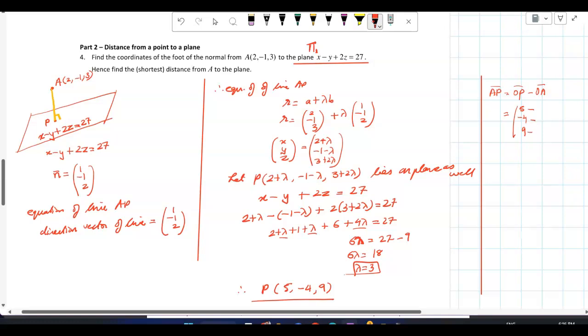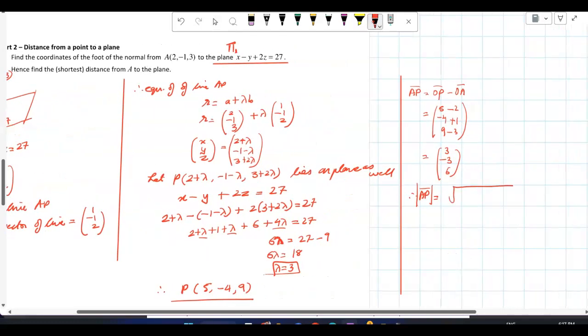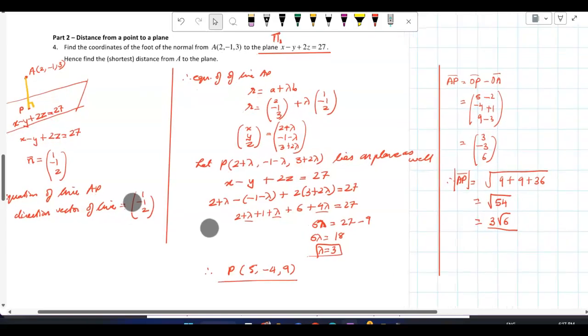Minus OA, 2 plus 1 minus 3. So that's 3 minus 3 and 6. Correct? Therefore, the distance is your AP, root of 9 times 6, 6 nines are 54, root of 54. It's fine to make it third, no? That's fine.